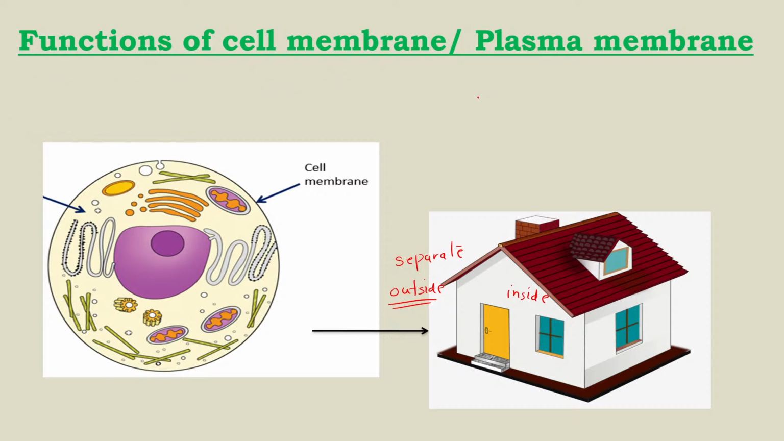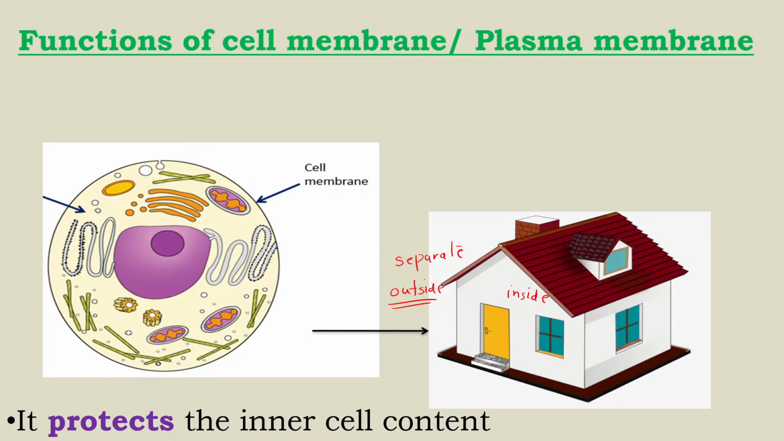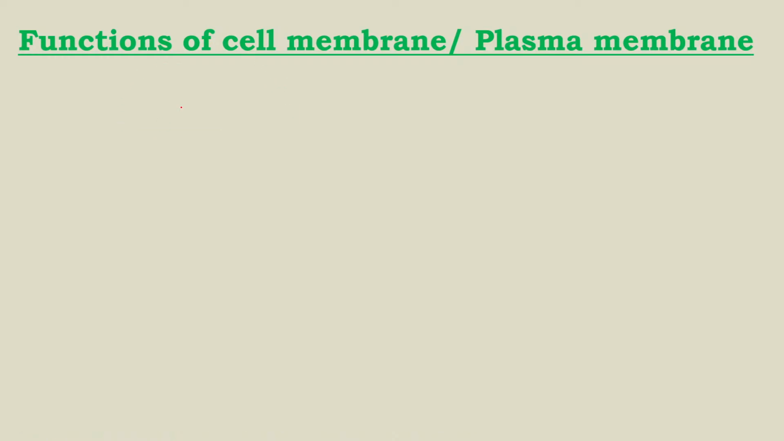And what else is the function? It protects the inner content. Not only does it separate, the second function is that it protects, just like the walls of the house protect the house from extreme climatic conditions. Similarly, the cell membrane also protects the inner content. This membrane protects the inner content of the cells.